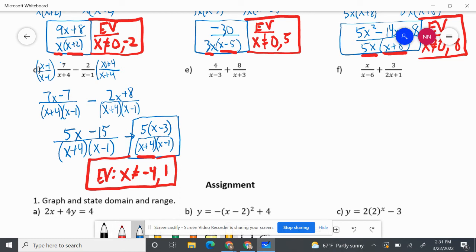Now for letter E, we're looking for a common denominator. We have an x minus 3 and an x plus 3. So we multiply this by an x plus 3. And this one we multiply by the x minus 3. So our common denominator is x plus 3 and x minus 3.